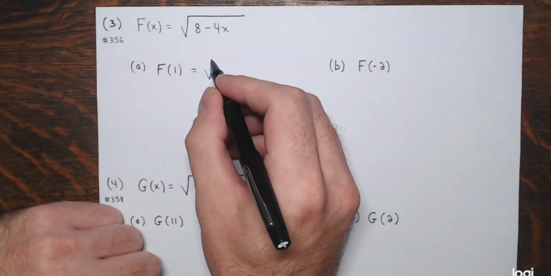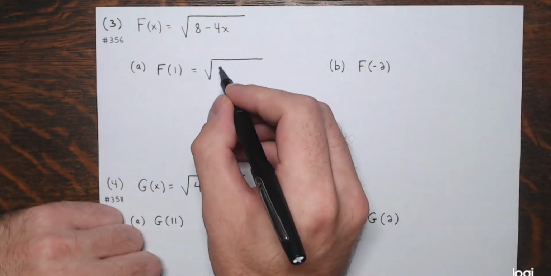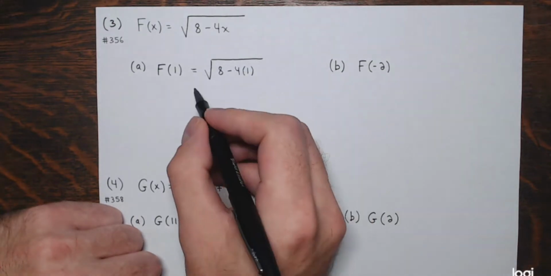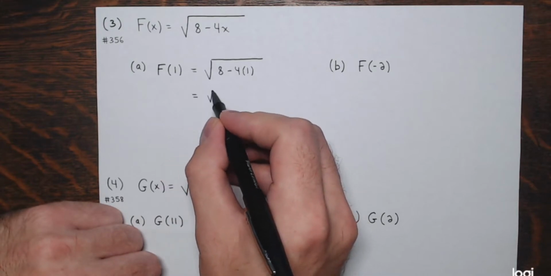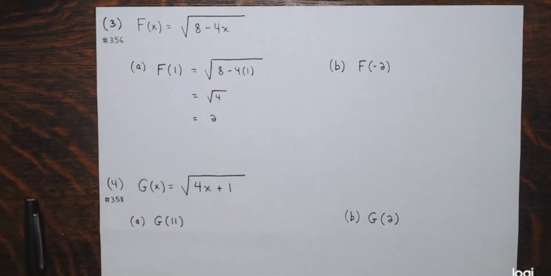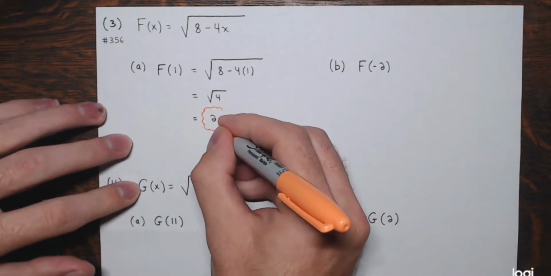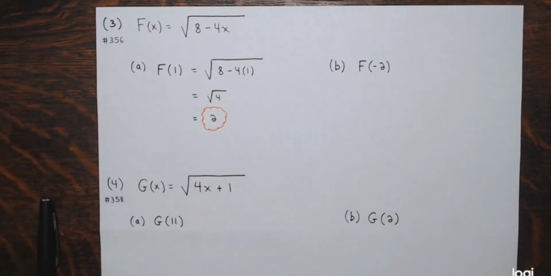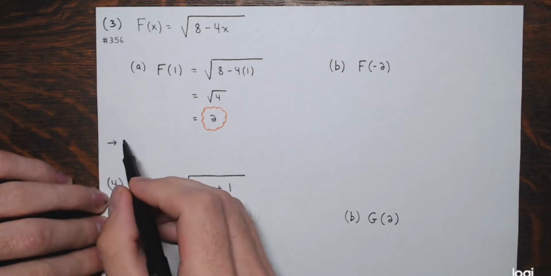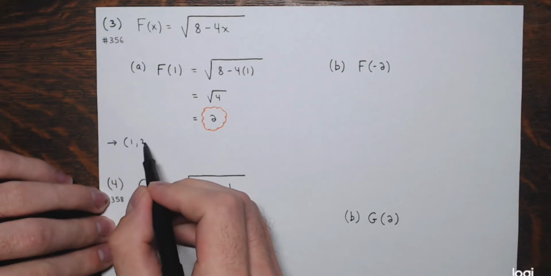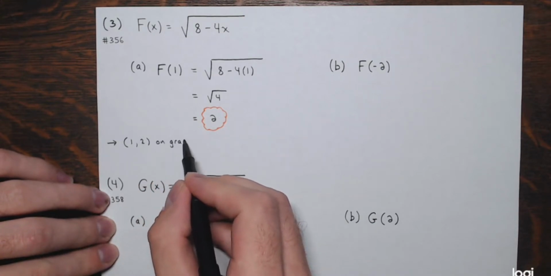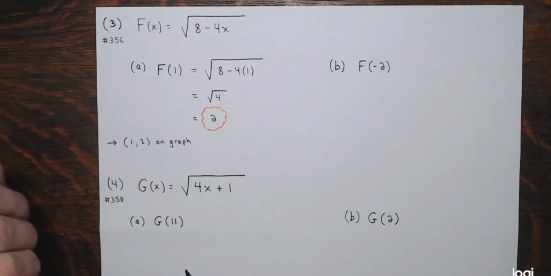So it's easy enough. The square root of 8 minus 4 times 1. And that's the square root of 4, which is 2. Okay, that's the answer. That's what they're looking for. The value of f at 1 is 2. And this means that the ordered pair (1, 2) would be on the graph. And I'll show you with the Desmos site again.